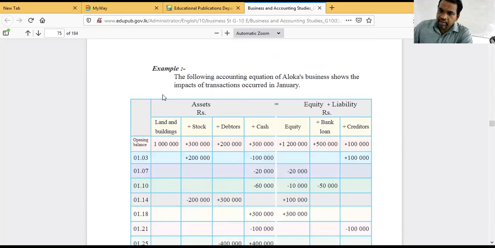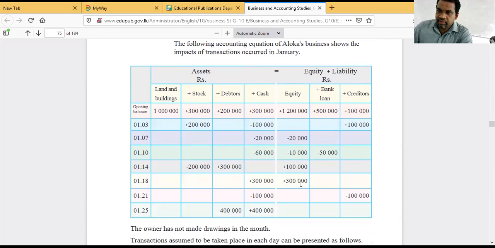Here, they have already adjusted all the transactions that occurred in the month of January. What we are doing is you have to explain the transactions. Earlier, we were given business transactions and we had to adjust them in this account equation. Here, it is the opposite way. The examiner has adjusted everything in the account equation, and you have to describe the transactions that occurred in the month of January, right?